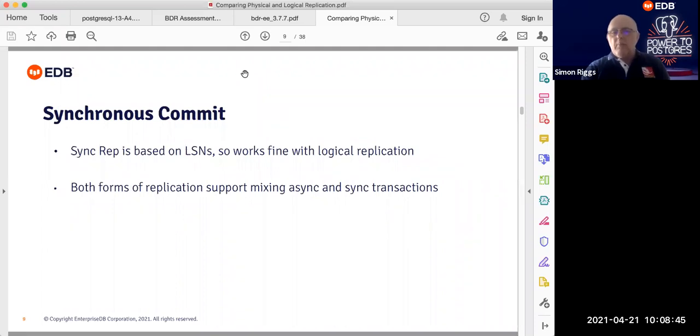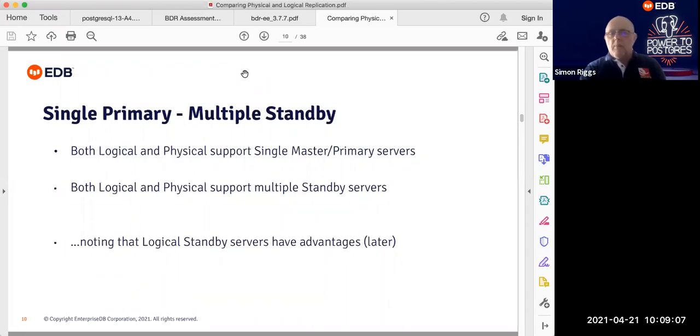Sync rep is available in both situations because sync rep is actually based on log sequence number, and so it works fine with logical replication. And that means that both logical and physical support a mix of async and synchronous transactions on the origin. Both forms of replication support what we call single master, multiple standby. So that is a well-used architecture in database replication, and both systems support that.